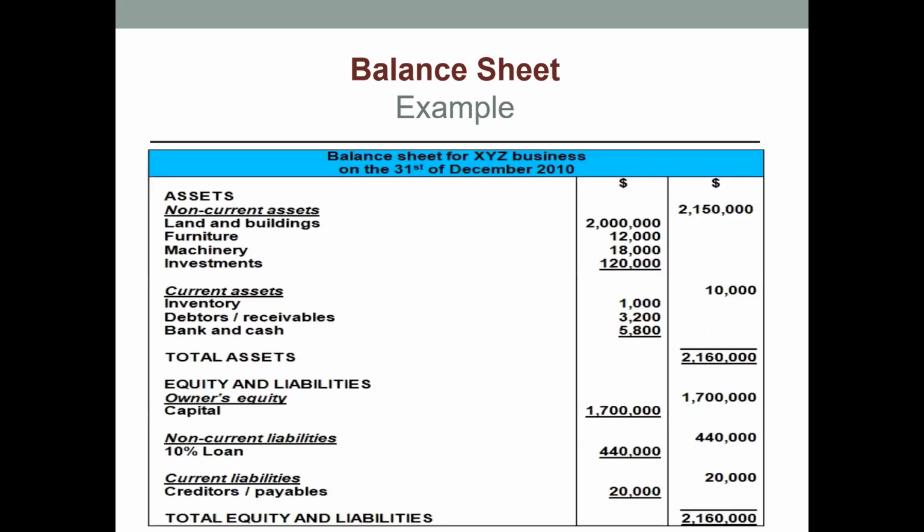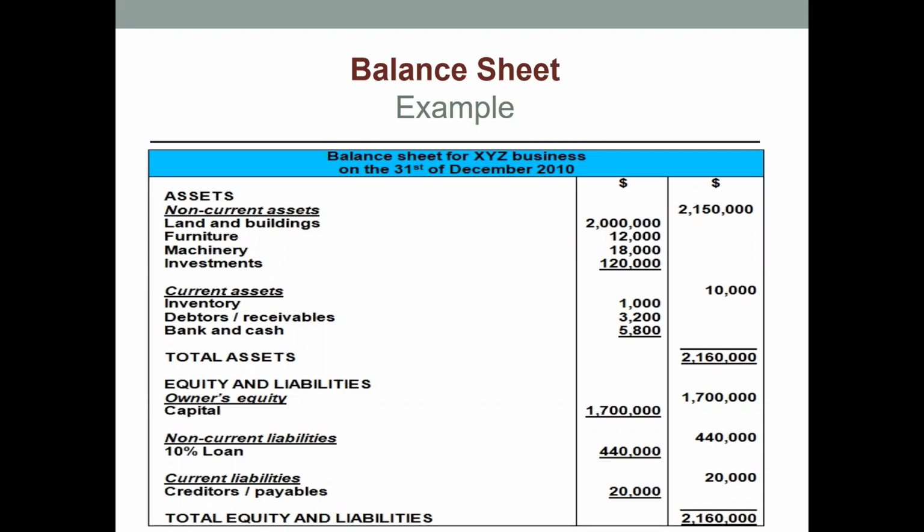Here's another balance sheet. I want you to know that balance sheets can use several categories under their initial headings of assets, liabilities, and equity. Let's take a look at the assets under this statement. Under non-current assets on this sheet, you have land and buildings, furniture, machinery, and investments. These are assets you will have for more than a year.